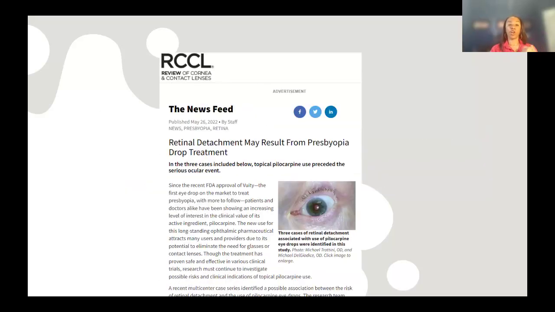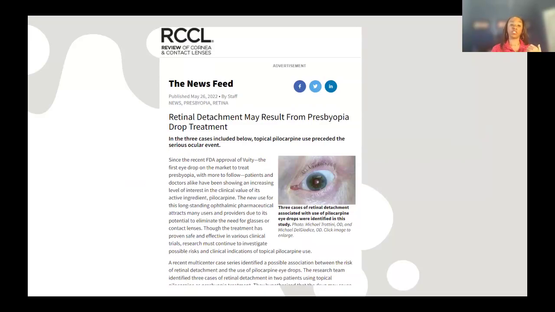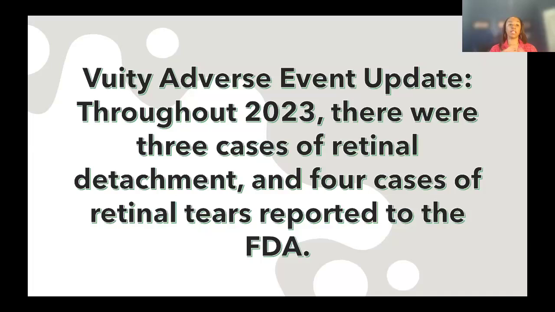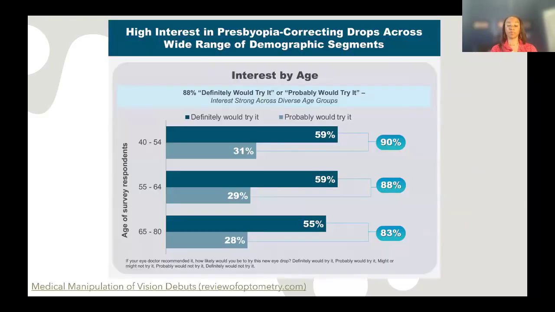We all probably know that there have been reports of retinal detachments with Vuity. And then in 2023, there were 3 cases of RDs and 4 cases of retinal tears reported to the FDA with patients that were using Vuity. We don't have an update from 2024 just yet. But despite all of that, there is an interest in these presbyopia correcting drops. Many patients want something that will just kind of magically defy aging, that will magically allow them to not have to wear their correction anymore.